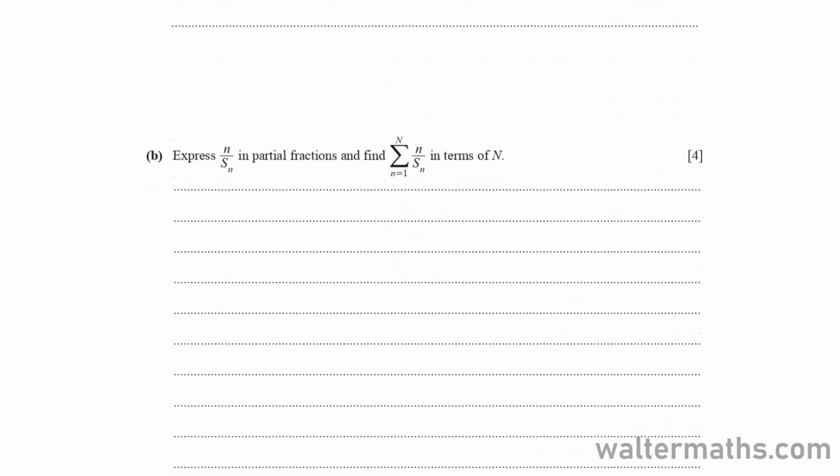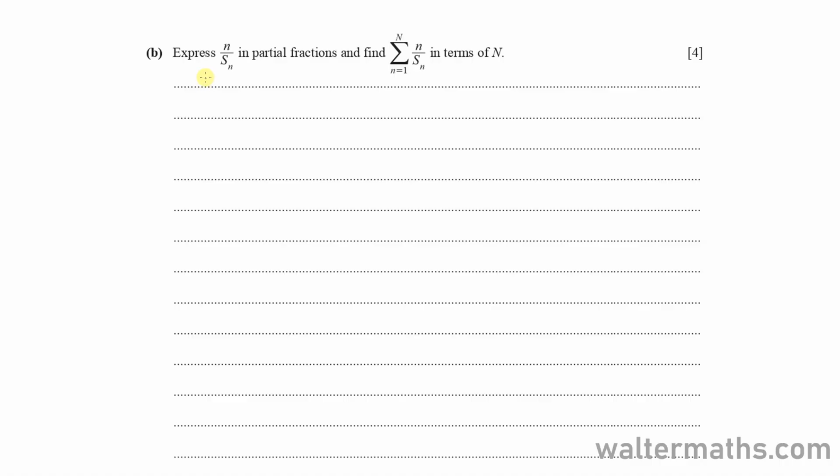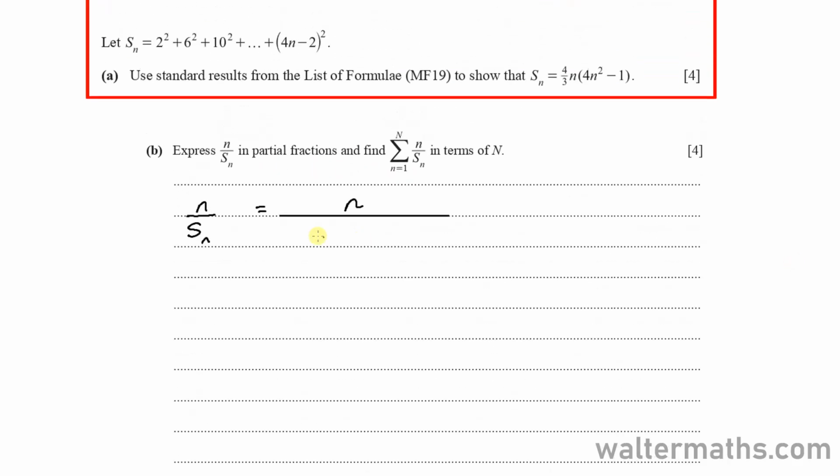Let's go on to part B. On part B, it goes: express n over s sub n in partial fractions and find the summation from n is equal to 1 to capital N of terms of the form n over s sub n in terms of N. Okay, so here we are going to look for n over s sub n, which should be equal to n over, for s sub n, we are going to use this. That's 4/3 of n of (4n squared minus 1) like this.